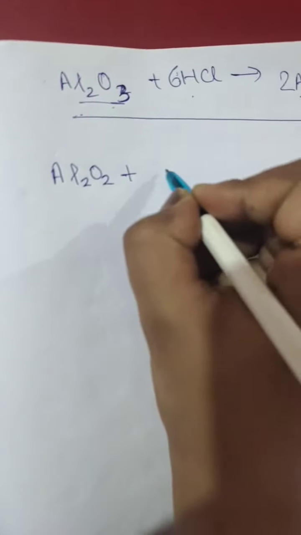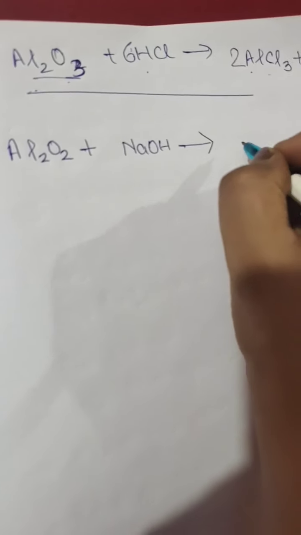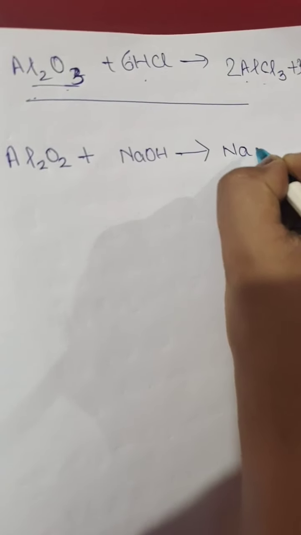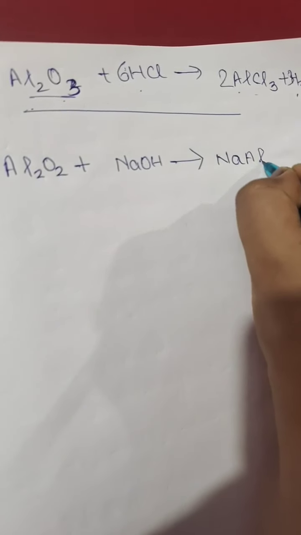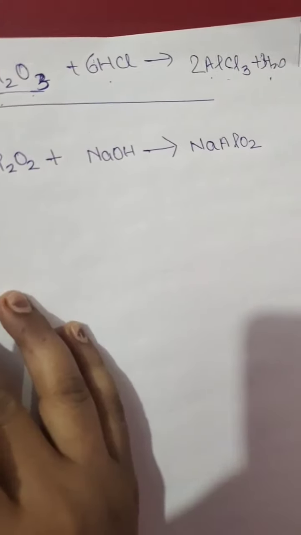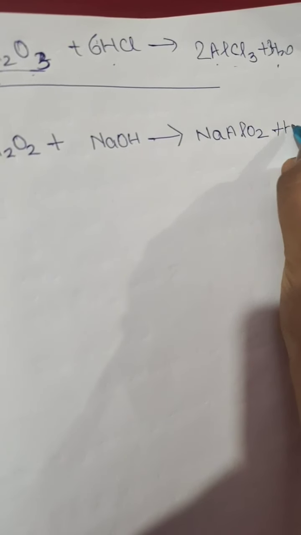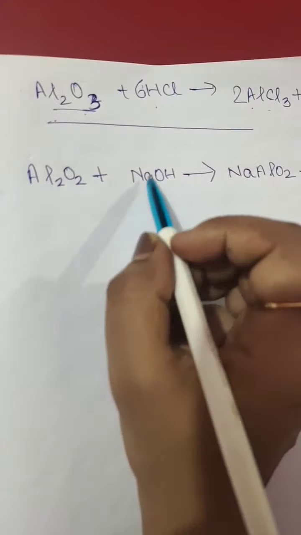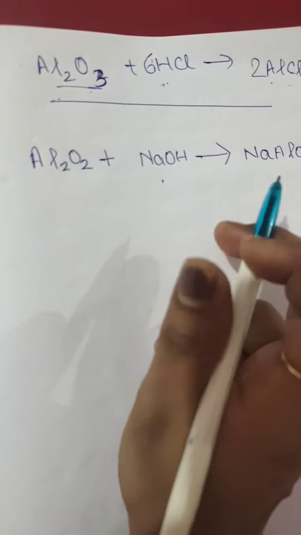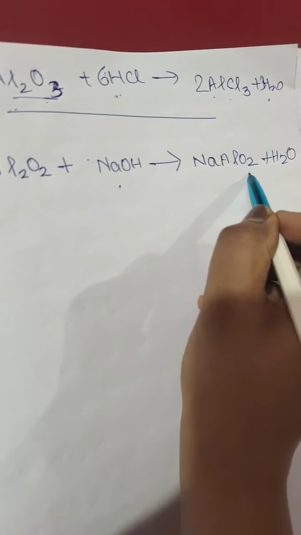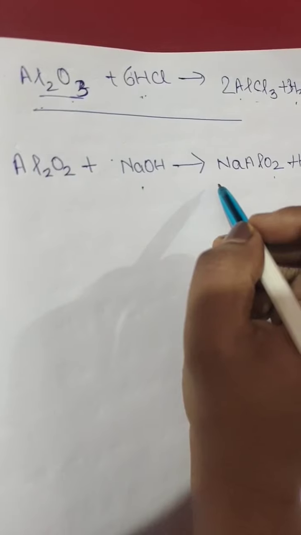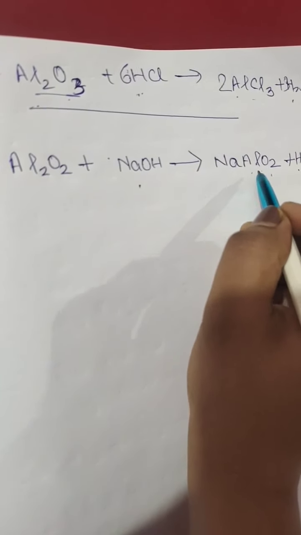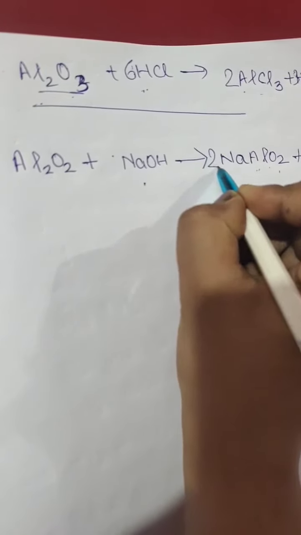Al2O3, when reacting with a base, NaOH is a very strong base, so it will also give a result. It will produce a metal salt again, called sodium aluminate, NaAlO2, sodium aluminate and water. So here we can see that the metal oxide is reacting with acid as well as base. That is why aluminium oxide is an amphoteric oxide. We'll balance the reaction. NaOH, Al2O3, so here H2O. It will be 2 here and 2 here. Okay, so it's sodium aluminate.